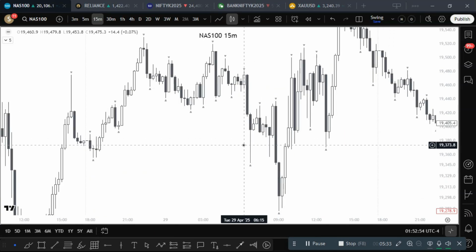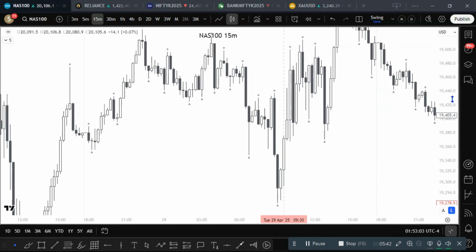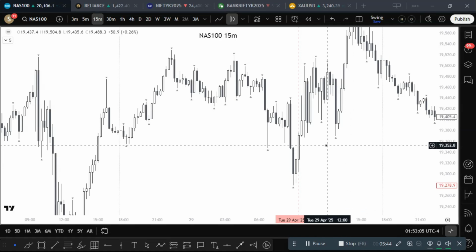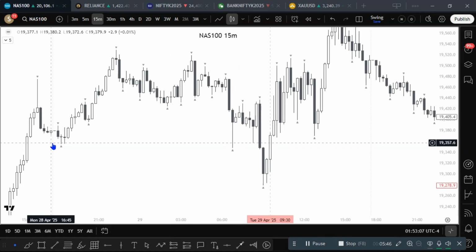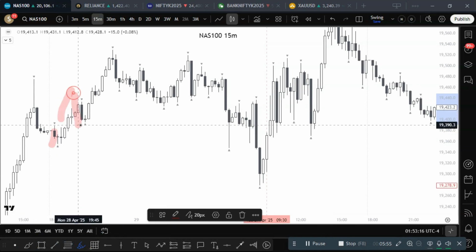Let me mark our 9:30. So this is our 9:30. What happened here, this is our opening of the price, and we understand the order flow here is bullish, as we can see. Alright, so the order flow is bullish.